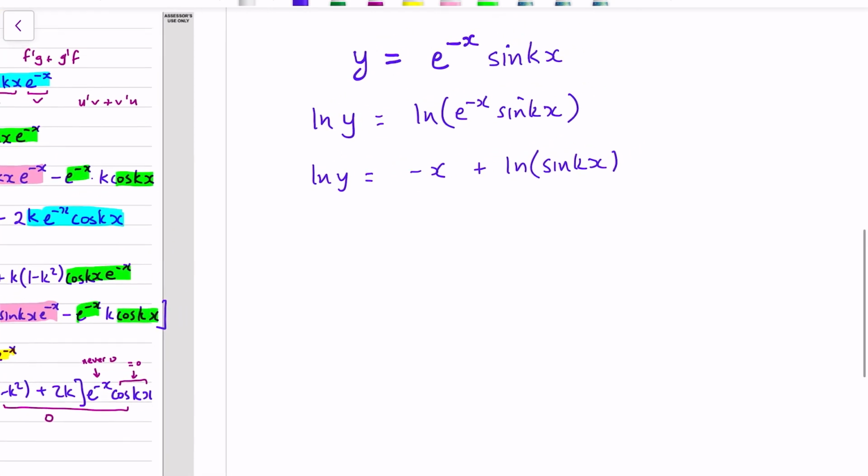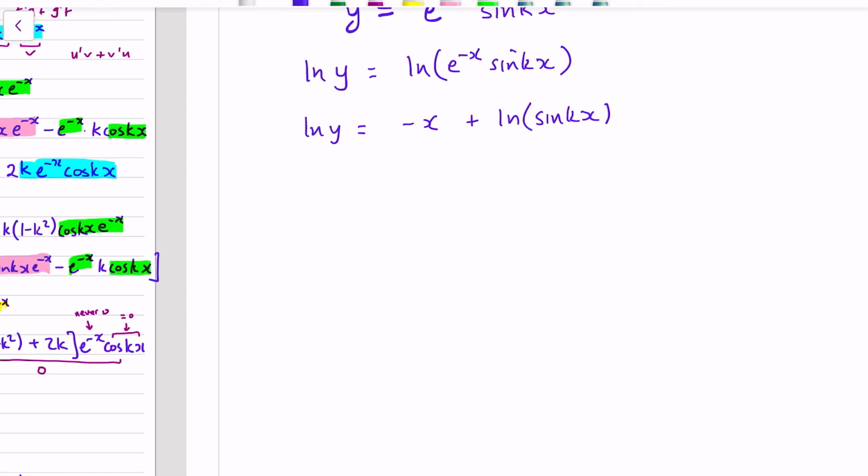And then I can use implicit differentiation on this. So differentiating log of something gives me 1 over something times the something differentiated. So that left-hand side differentiates to 1 over y dy dx. The right-hand side differentiates to minus 1. And then the log of sine of kx differentiates to 1 over sine kx multiplied by the derivative of that, which is k cos kx.